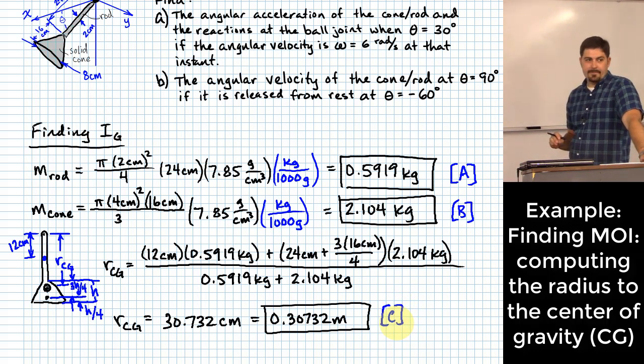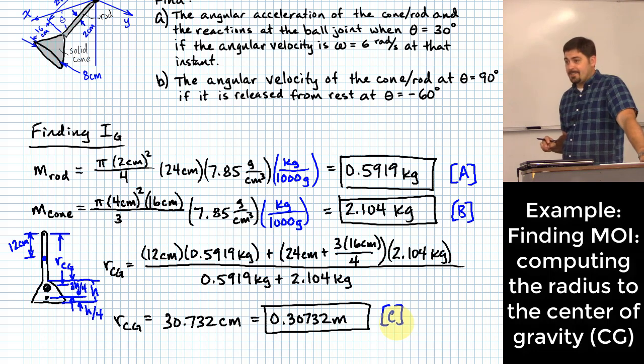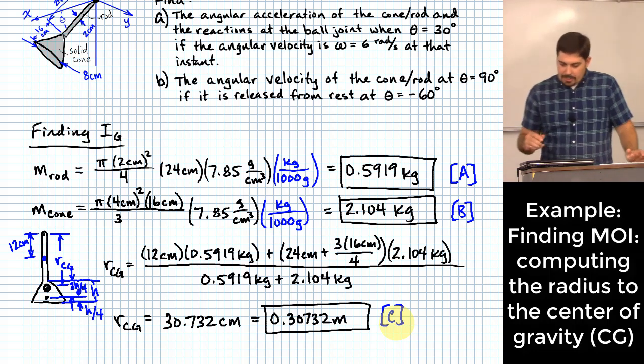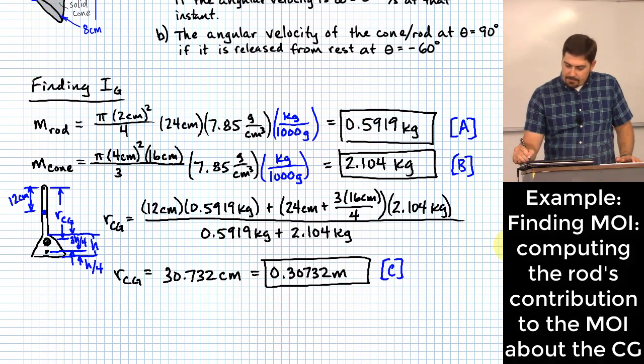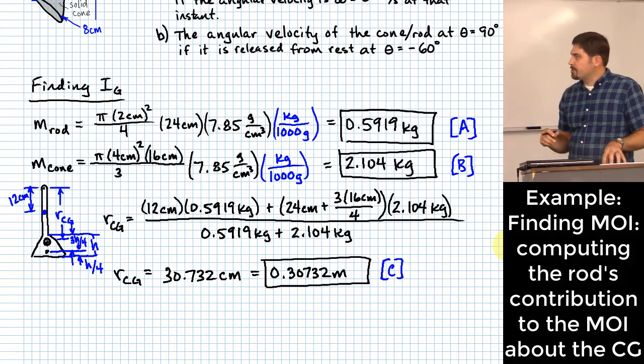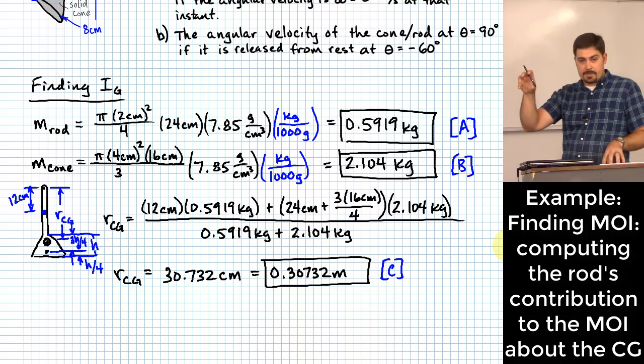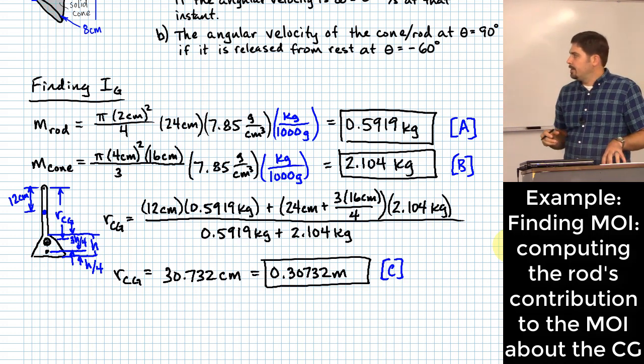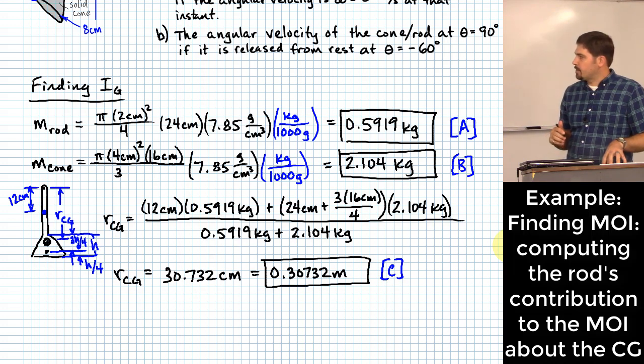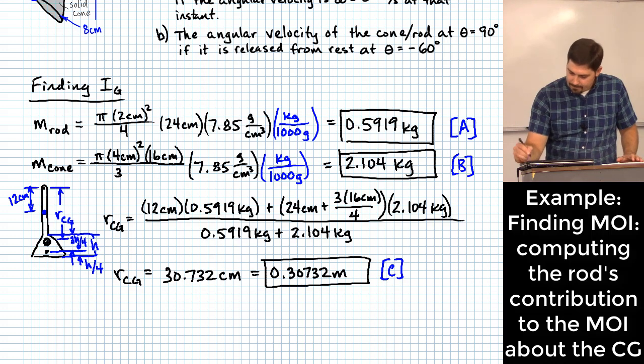All right, well, we haven't done I yet. So far all we've done is found where is the center of gravity located relative to the pivot point. What we need to do next is start figuring out what is the contribution of each of these locations, or the cone and the rod, what's the contribution of each one of those to the overall moment of inertia of the whole thing. So let's actually start with the rod.